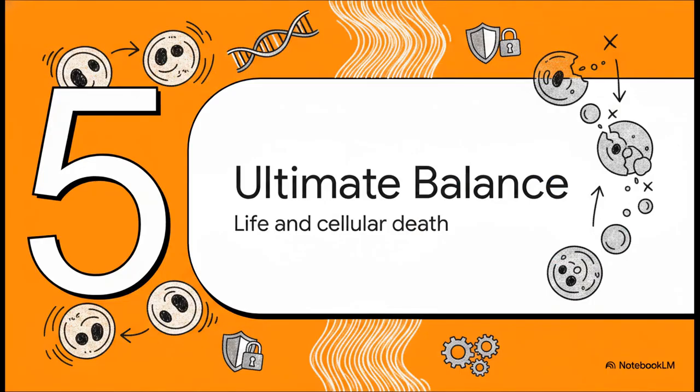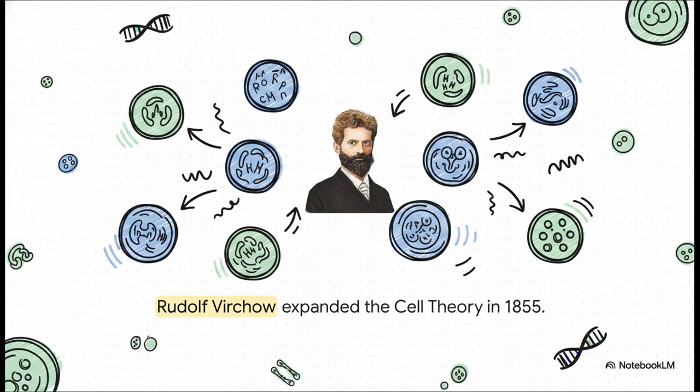Which brings us to Section 5, the ultimate balance of life. If cells are constantly dividing, how does our body prevent them from endlessly taking over? The foundation of this balance lies in the classic cell theory, which was expanded by scientists like Rudolf Virchow way back in 1855. This theory tells us that all cells arise from pre-existing cells. That means your life and the life of literally every living thing is an unbroken chain of cellular division stretching all the way back to the beginning of life on Earth.